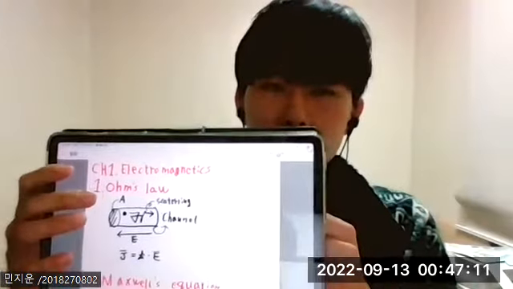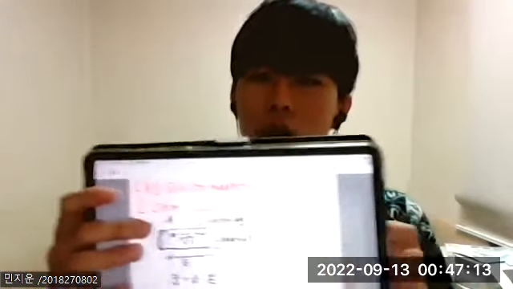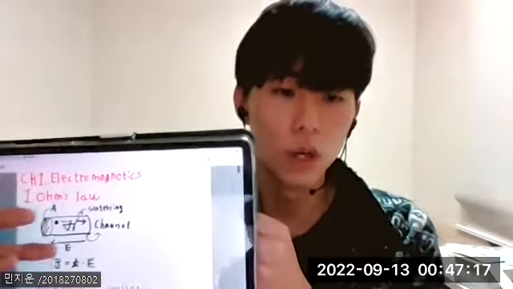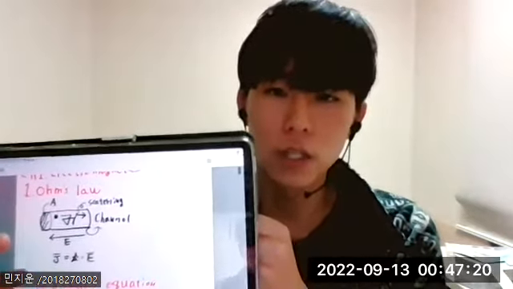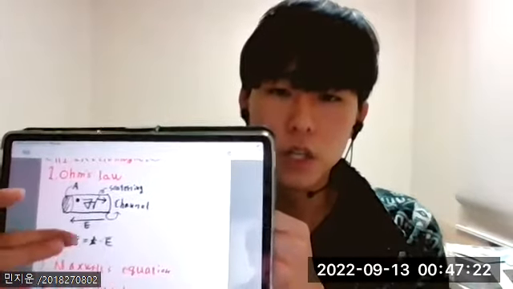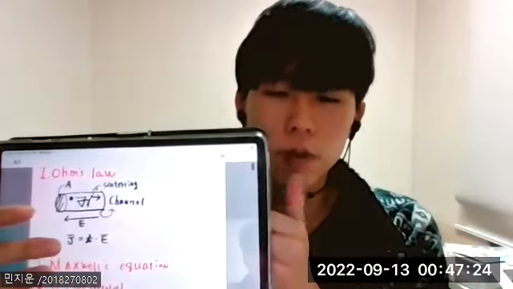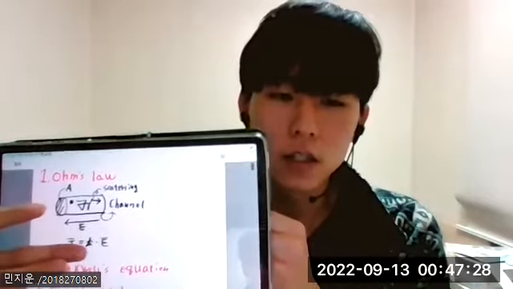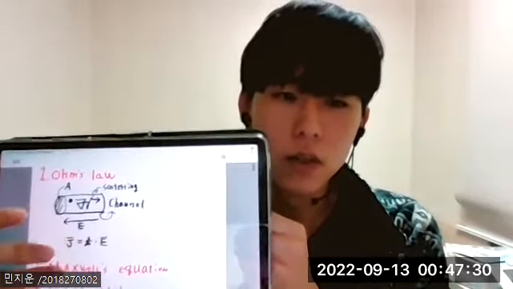Today I explain about electromagnetics and physics electronics. First one is Ohm's law. When we apply the electric field to the channel, we can find this relationship between the current density, conductivity, and electric field.